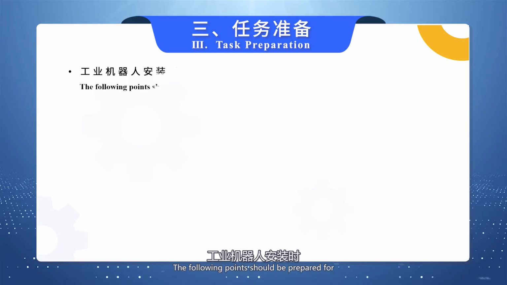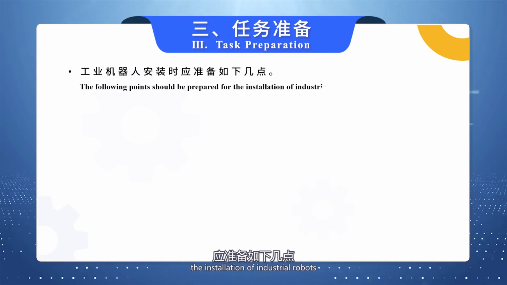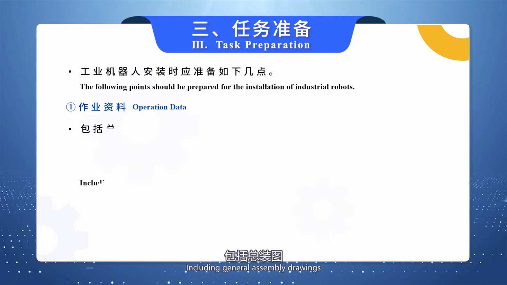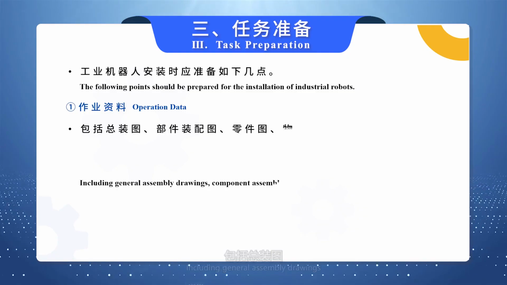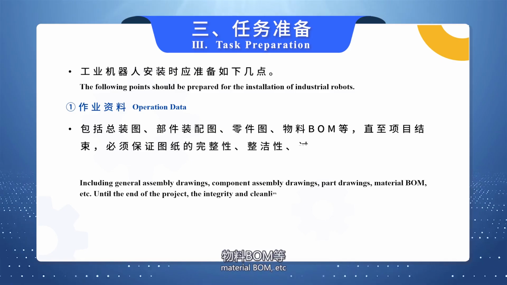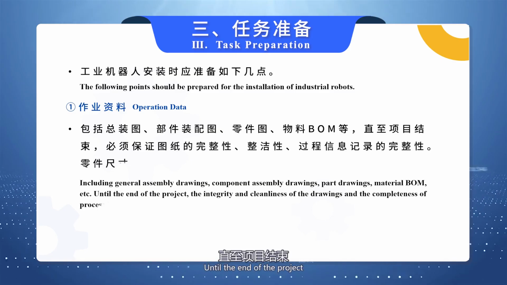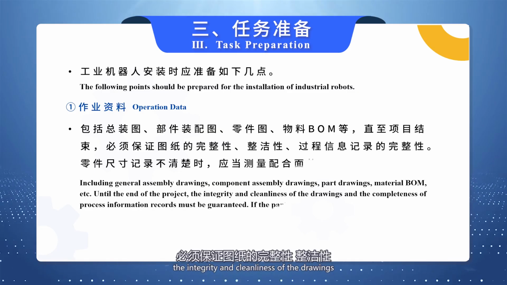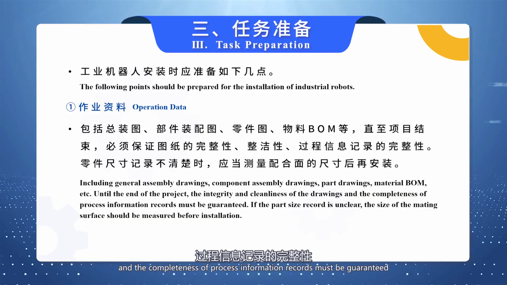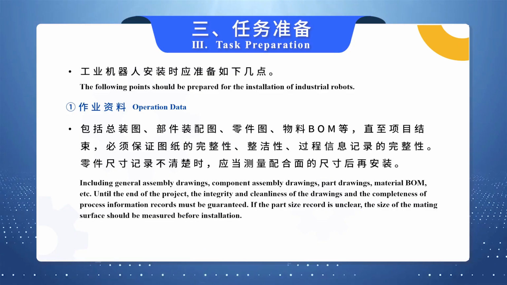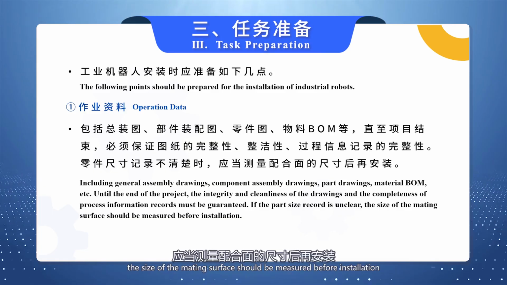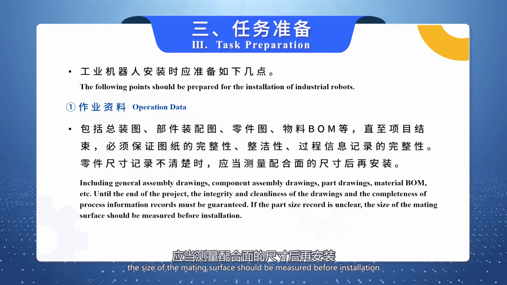The following points should be prepared for the installation of industrial robots. First, operation data, including general assembly drawings, component assembly drawings, part drawings, material BOM, etc. Until the end of the project, the integrity and cleanliness of the drawings and the completeness of process information records must be guaranteed. If the part size record is unclear, the size of the mating surface should be measured before installation.